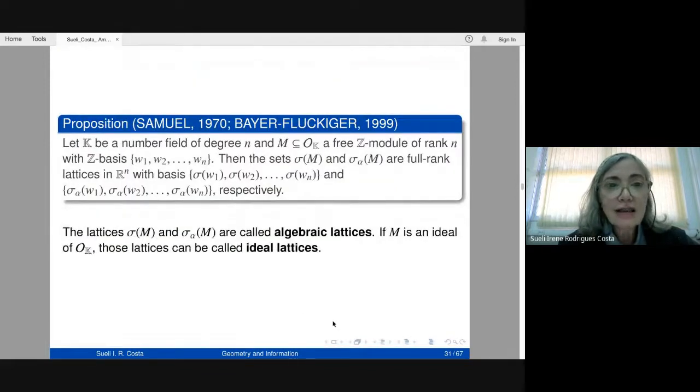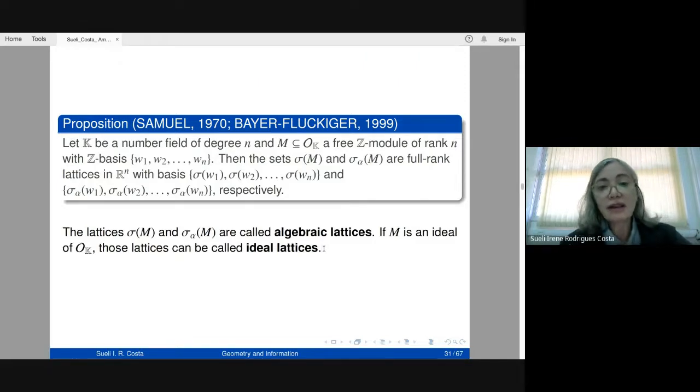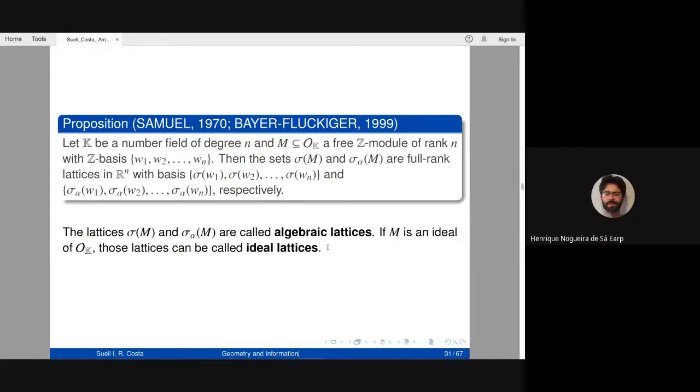In this proposition, if you have a number field and some subset which is a free module, then the image is a full rank lattice in R^n with such a basis. The lattices are called algebraic lattices. And if M is an ideal of the ring of integers of K, this can be considered an ideal lattice. Can I ask a question?